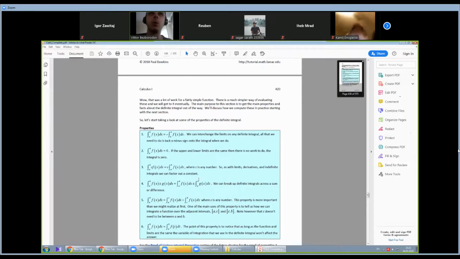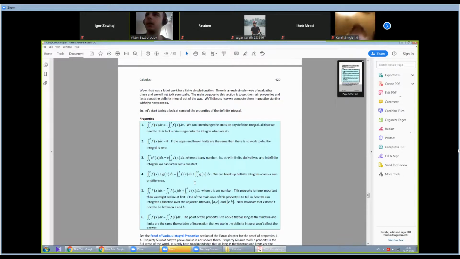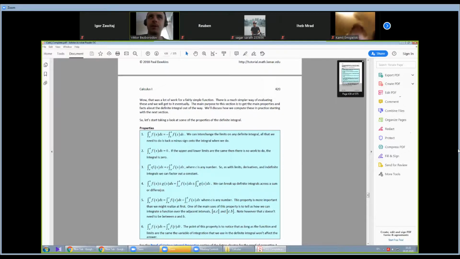Okay, but here we come to the properties of definite integrals. First of all, it is fundamentally a linear operation, right? And so I have several different properties. If you interchange the limits of integration, the sign is going to be minus.